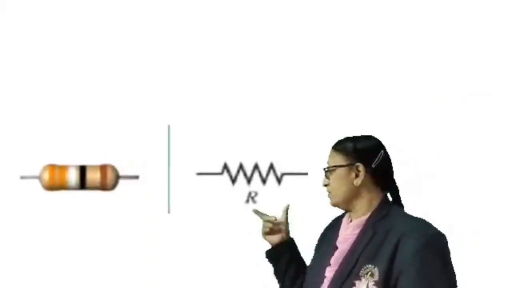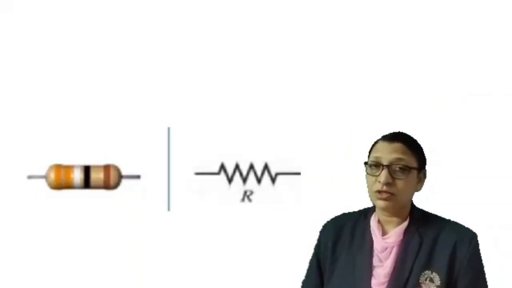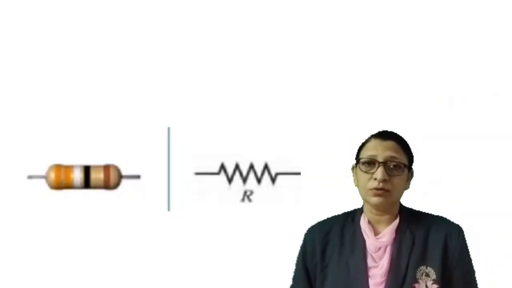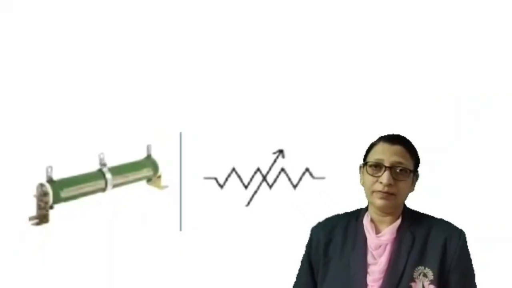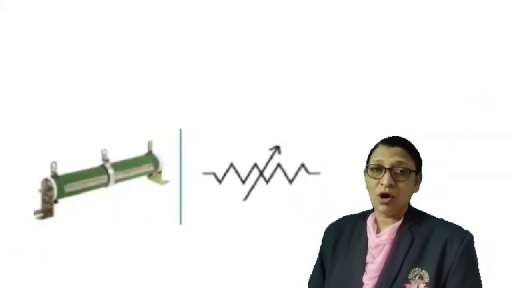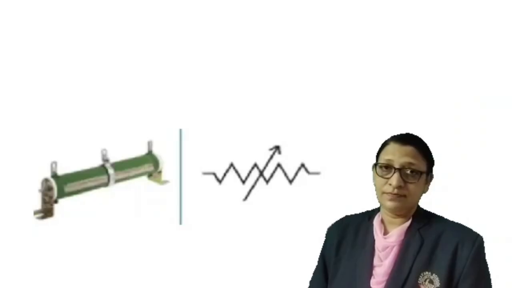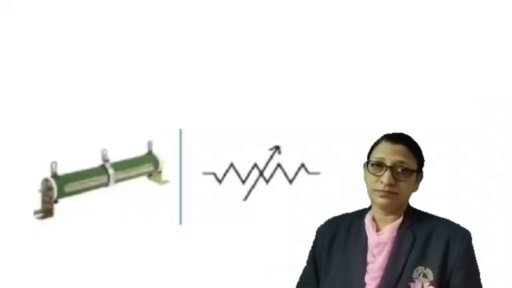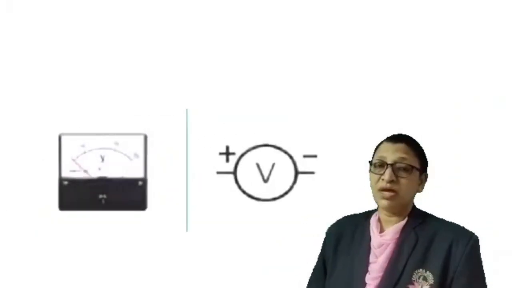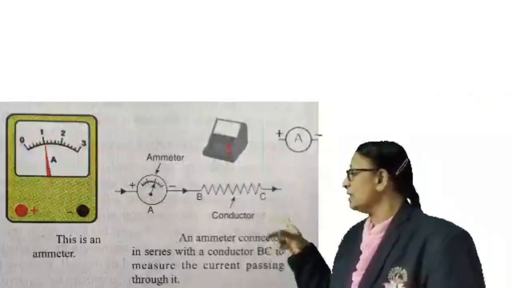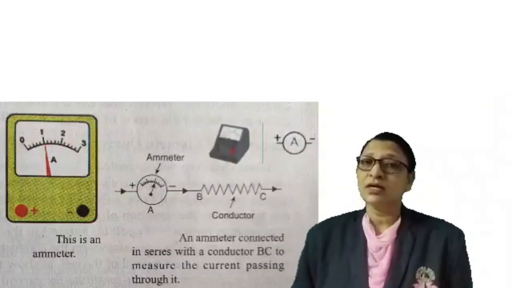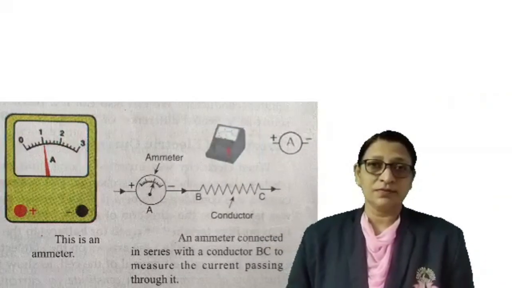Next one is resistance. Resistance is used to control the current flowing through the circuit. It either increases or decreases the flow of electric current, and such a type of resistance is called variable resistance, which is denoted by this symbol. Voltmeter is measuring the potential difference in the circuit. Next, ammeter. Ammeter is a device which is used to measure the current flowing in the circuit.